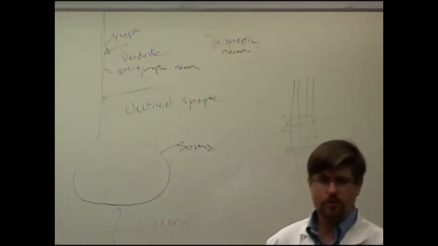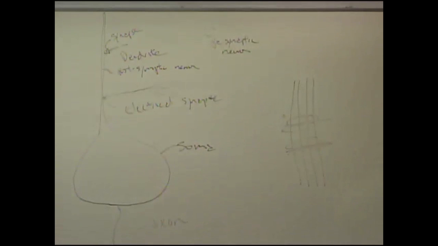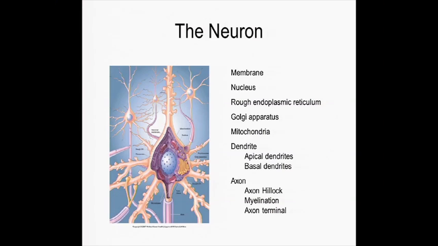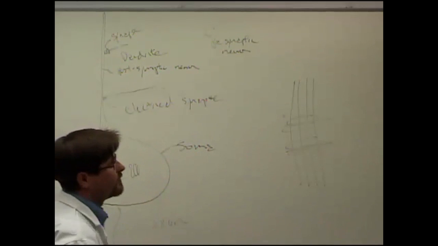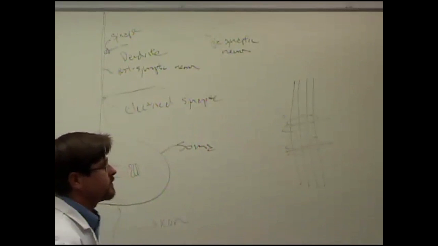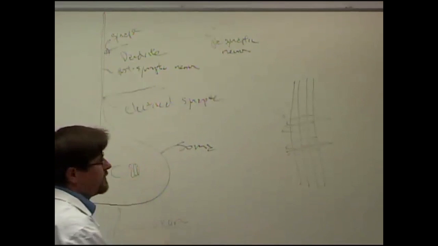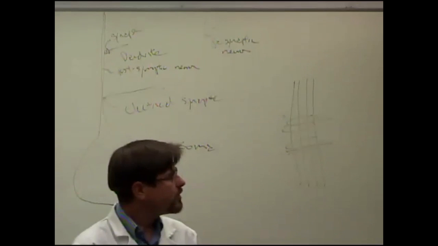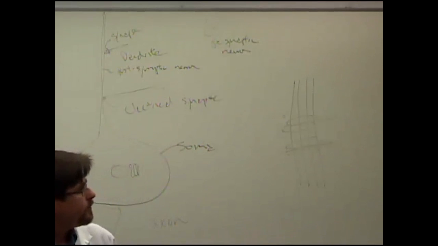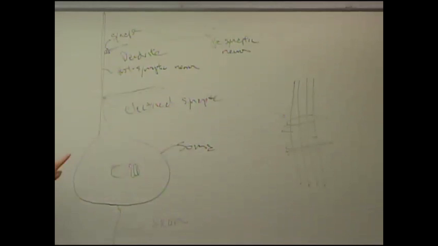So in the neuron, we have all sorts of organelles. We have a lot of the same organelles you would see in any other cell. You have the nucleus, the rough endoplasmic reticulum, which contains ribosomes, the Golgi apparatus, and mitochondria. And then we talk about the dendrite.